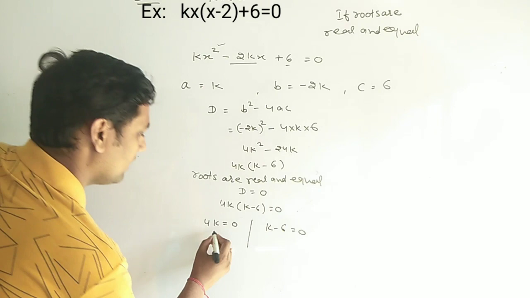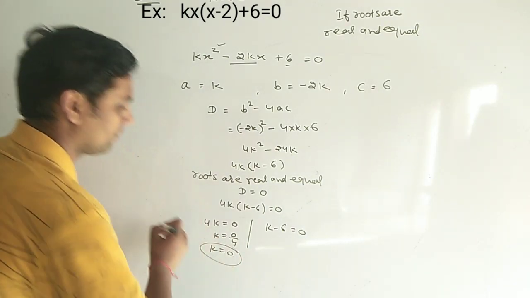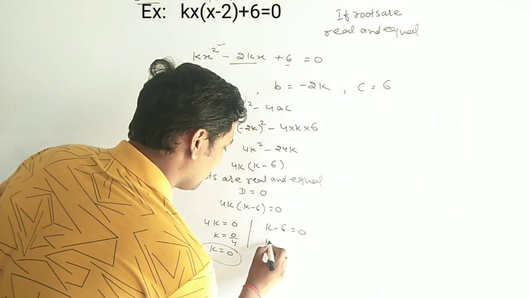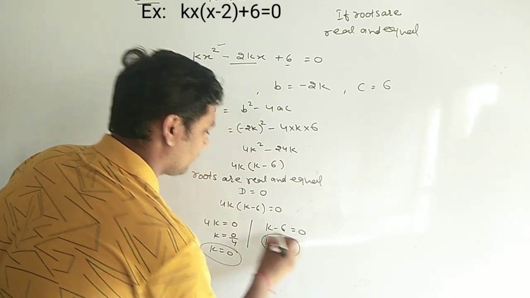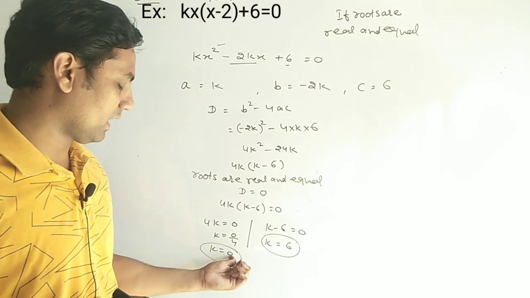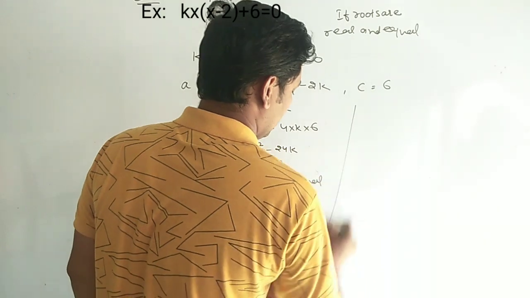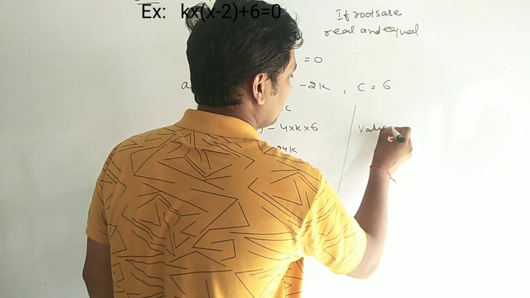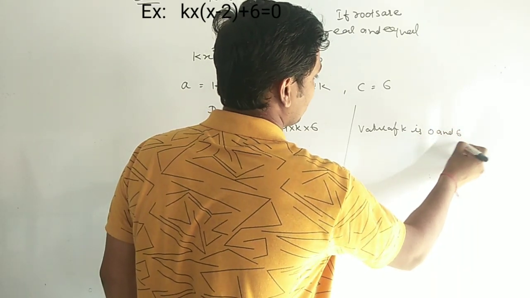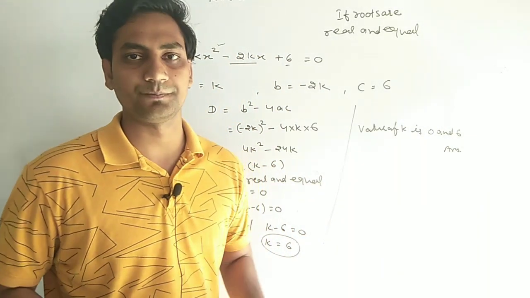Two factors. And k equals 0 by 4, so we get k equals 0. And here k equals plus 6. So the value of k is 0 and 6. It is our answer. Understood?